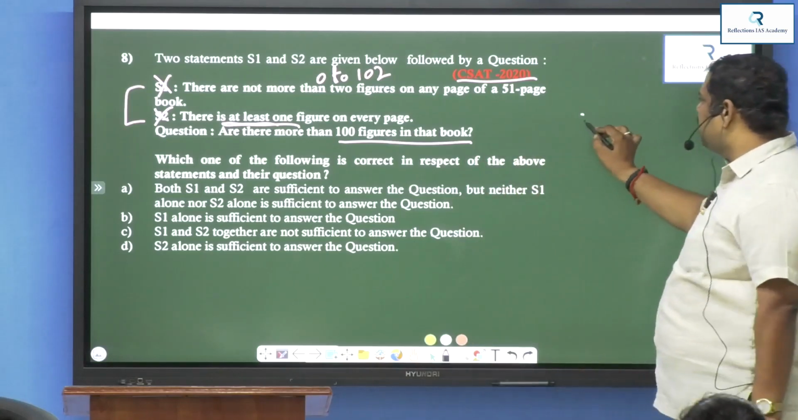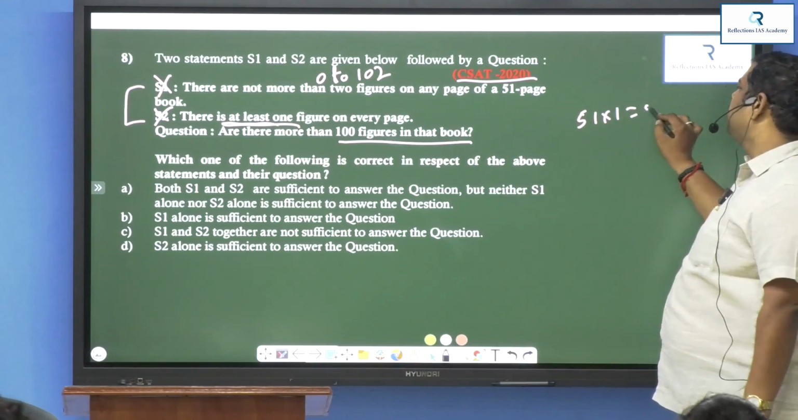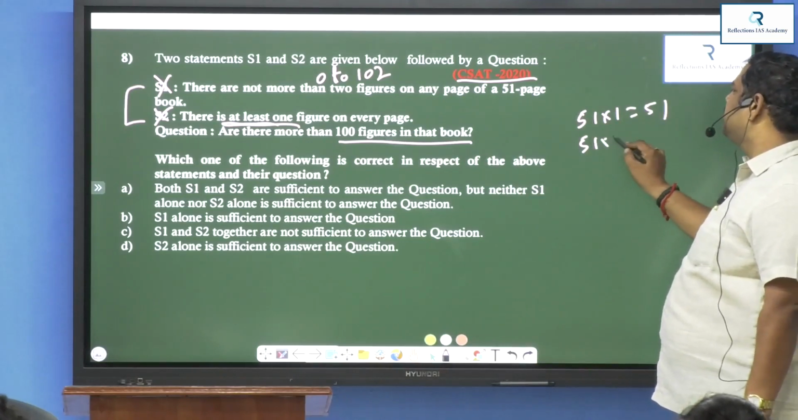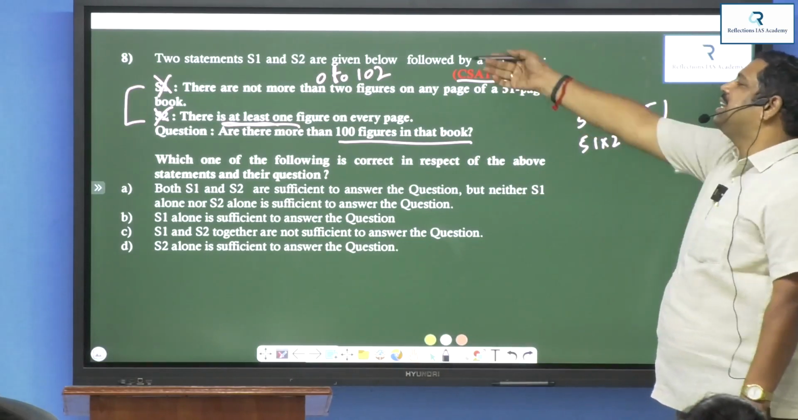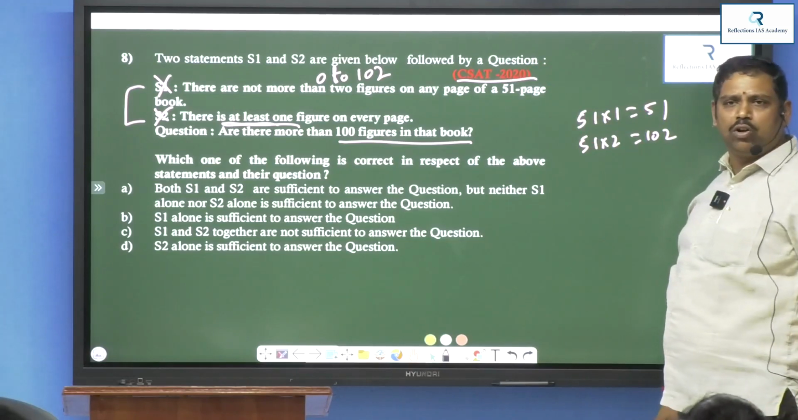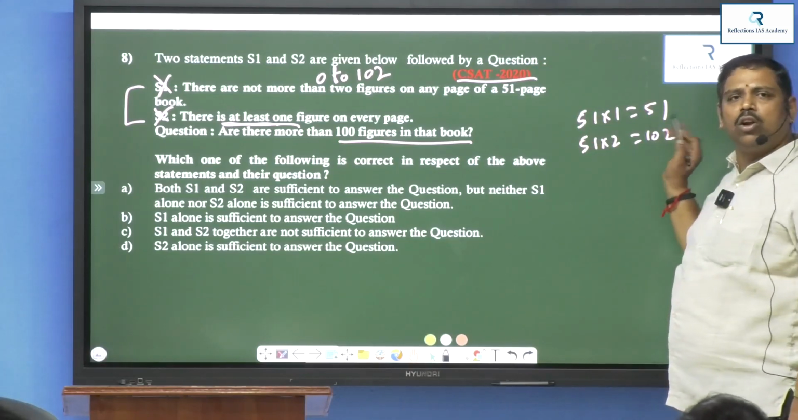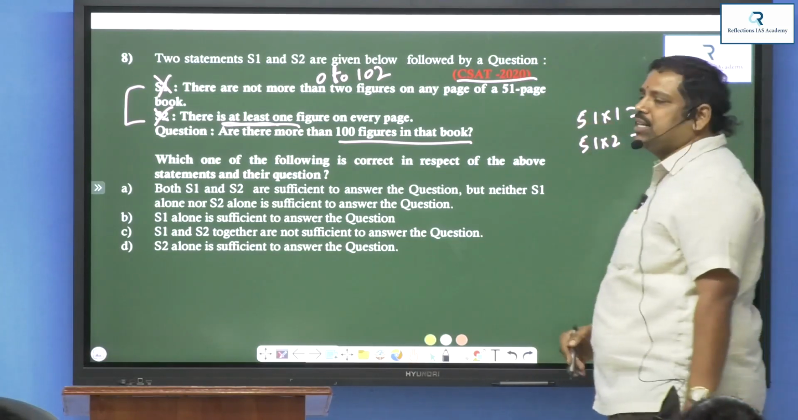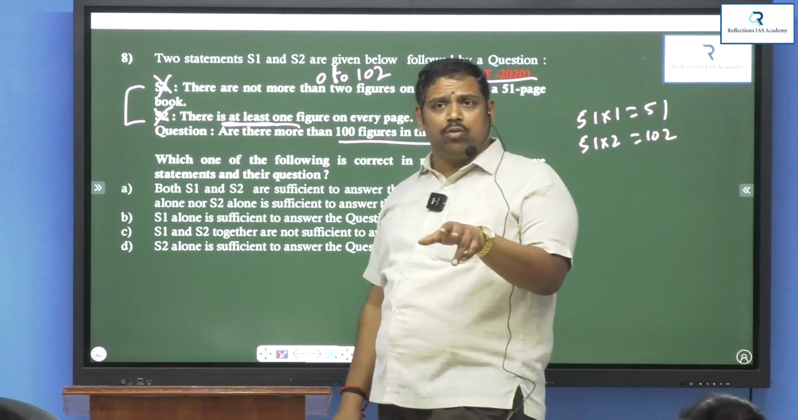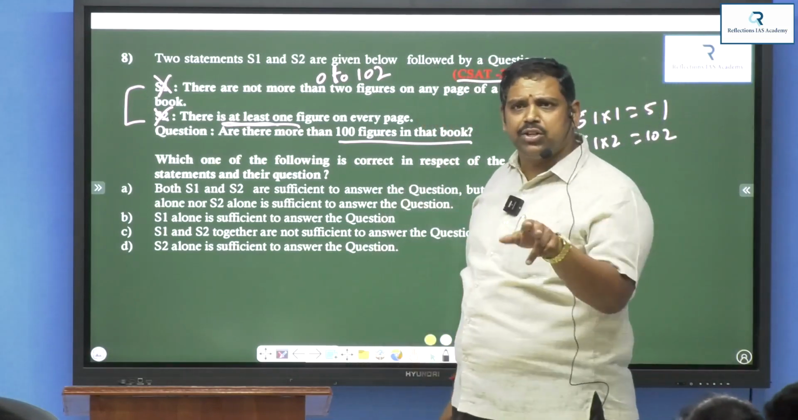Okay, if each one has one image, 51 into 1, 51 images. If each one has two images, it will be 1 or 2. So the range changes from 0 to 1 or 2, change it to 51 to 1 or 2. But still I am unable to say that it is more than 100 or less than 100. Yes or no? So data is sufficient or not sufficient?